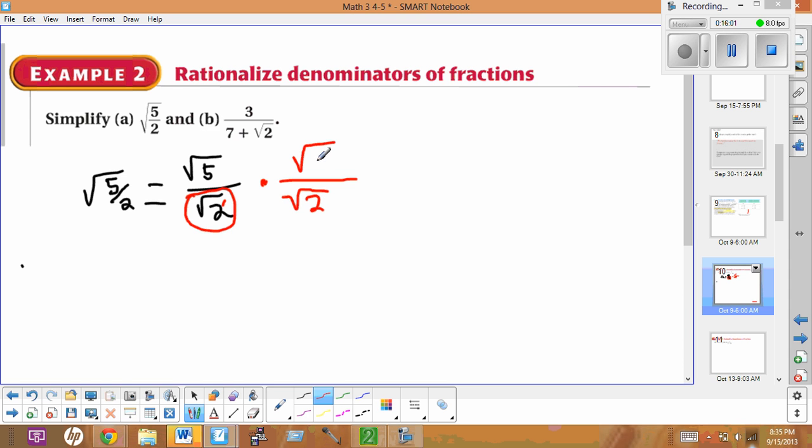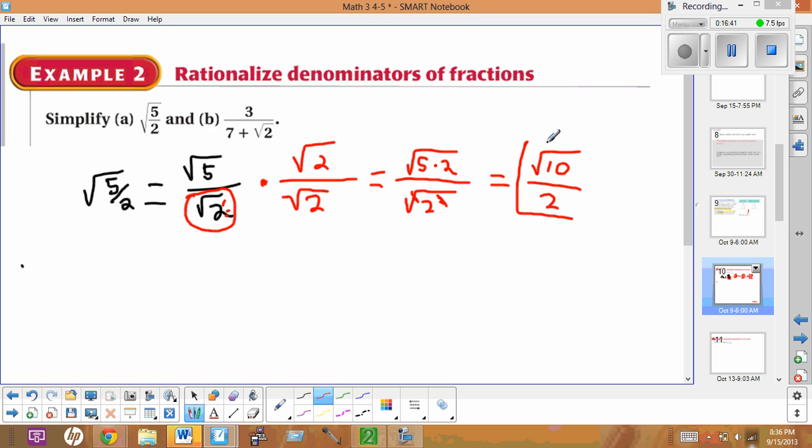So if I multiply top and bottom, or this radical by itself, and the same thing to the numerator, the square root of 2 times the square root of 2 is the square root of 2 squared. The top becomes the square root of 5 times 2. The square root of 2 squared, they're inverse operations. The indexes match, so I'm left with simply 2 on the bottom. 5 times 2 is 10. Can't be simplified any more than that. And I get the square root of 10 over 2.